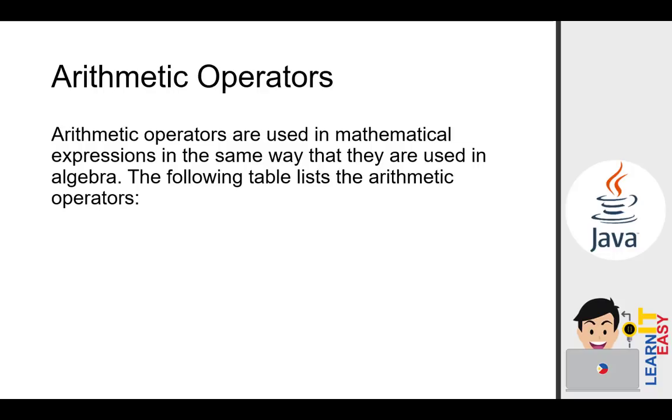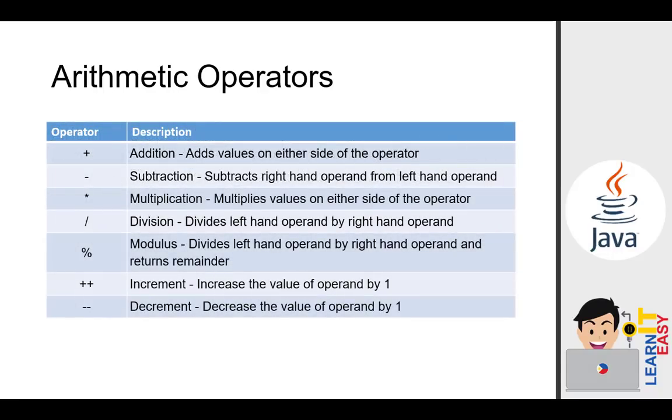So, arithmetic operators. Arithmetic operators are used in mathematical expressions in the same way that they are used in algebra. The following table lists the arithmetic operators. So, here is the list of the arithmetic operators that we can use in Java. If we want to add numbers, we are going to use the symbol plus.